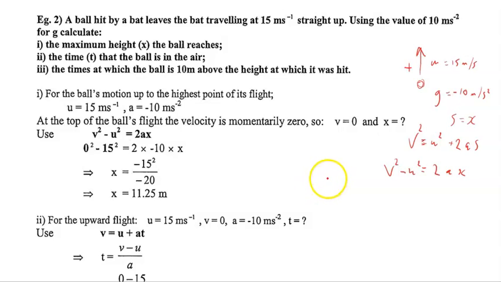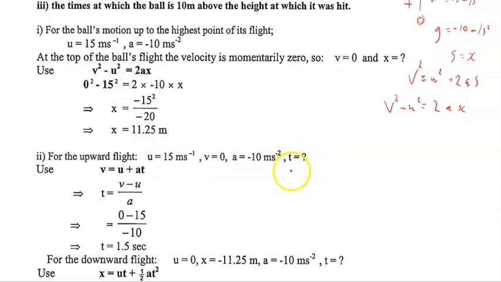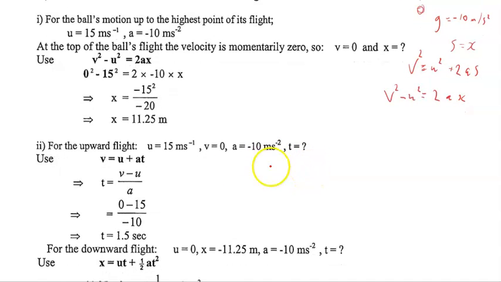Now the time that the ball is in the air. For the upward flight, u is plus 15, v equals 0 at the height, a is minus 10 for us, and t we don't know, that's what we want to find. Well, we could use the equation v equals u plus at, rearranged to give t equals v minus u over a. Putting in the information, 0 minus 15 on minus 10, the two negatives cancel, and we get t as plus 1.5 seconds, as we should.